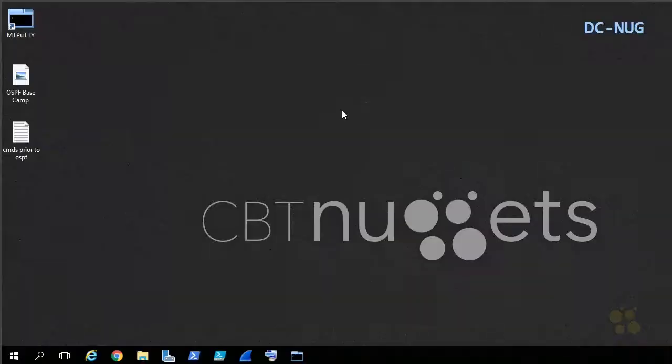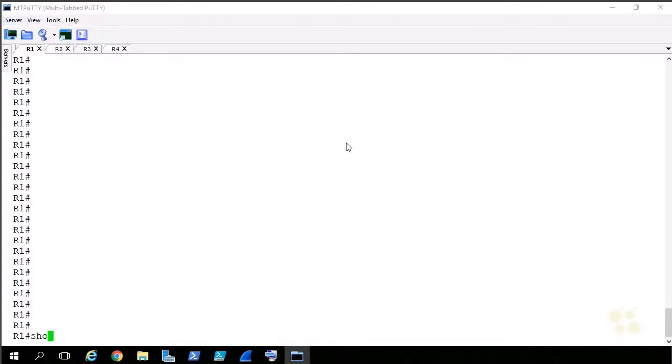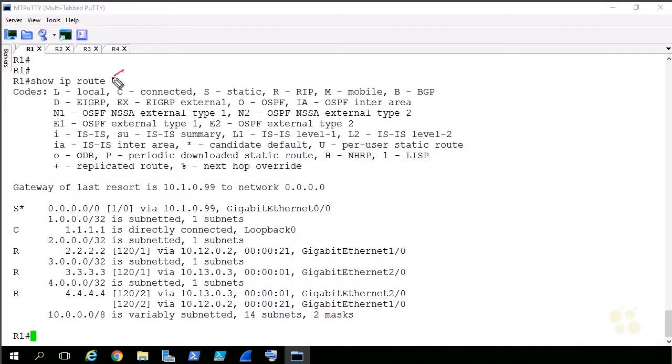So here on our management PC, we'll open up PuTTY, and let's open up consoles to all 4 routers. So here on router 1, let's do a show IP route, press enter, and let's just hit any key except for enter and space to go ahead and pause the output. So here when we do show IP route, below the router codes, we have this statement right here. Gateway of last resort is 10.1.0.99. Think of that as the next hop that this router is going to use when it uses this default route.